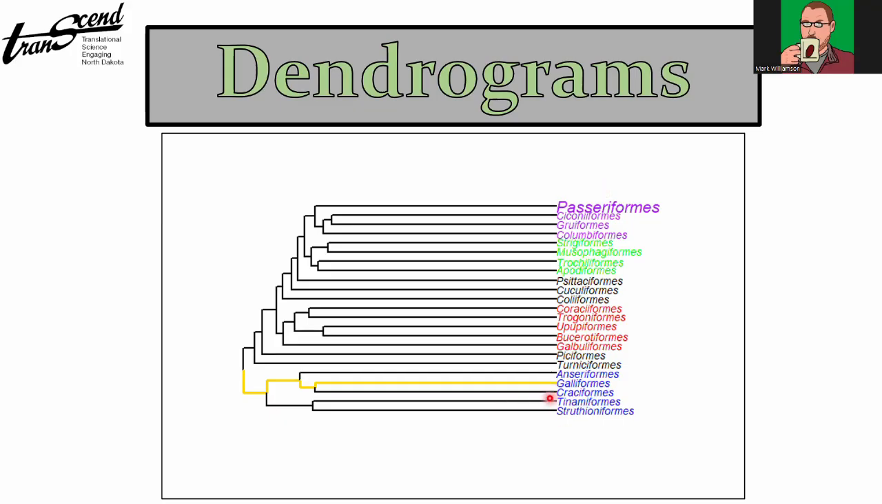And then say if you wanted to highlight a certain order through the different branches, like say galliforms, I actually made these lines thicker and made it colored gold. So there's a lot of options you can use to customize your dendrograms.